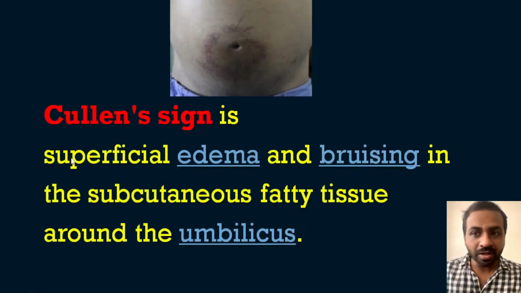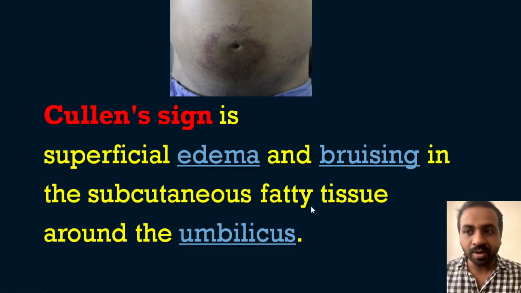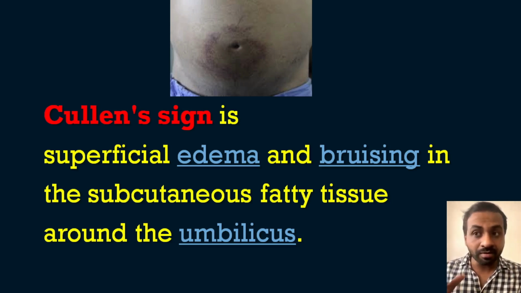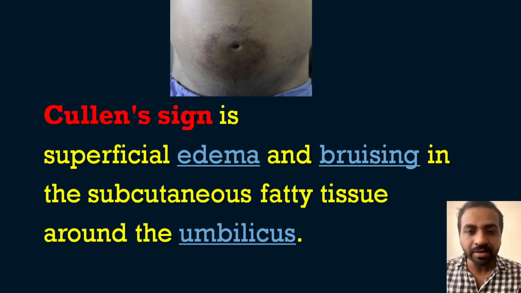And the final was the Cullen sign. In Cullen sign you can see periumbilical edema and periumbilical ecchymosis, bruising also can be seen. Cullen sign is a superficial edema and bruising in the subcutaneous fatty tissue around the umbilicus. As you know, Cullen sign is indicative of acute pancreatitis and of ruptured ectopic pregnancy. It was first described when a patient presented with ruptured ectopic pregnancy. Those things you can refer later, this is just information for you. So Cullen sign is the periumbilical edema or bruising around the umbilicus.